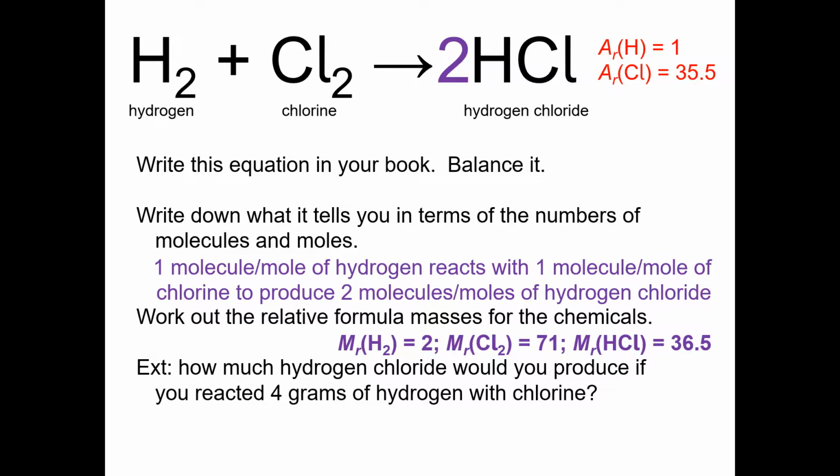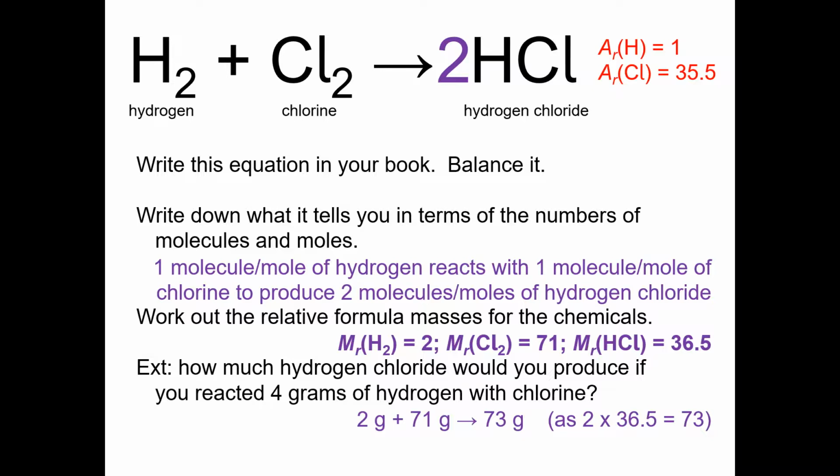And then for our extension challenge, how much hydrogen chloride would you produce if you reacted 4 grams of hydrogen with chlorine? Well, if you put those molar quantities in there, we end up with simply 2 grams reacting with 71 grams to produce 73 grams. Remember, we're having to scale up HCl, 36.5. We're going to multiply that by 2 because there are 2 molecules there. The question was about 4 grams.